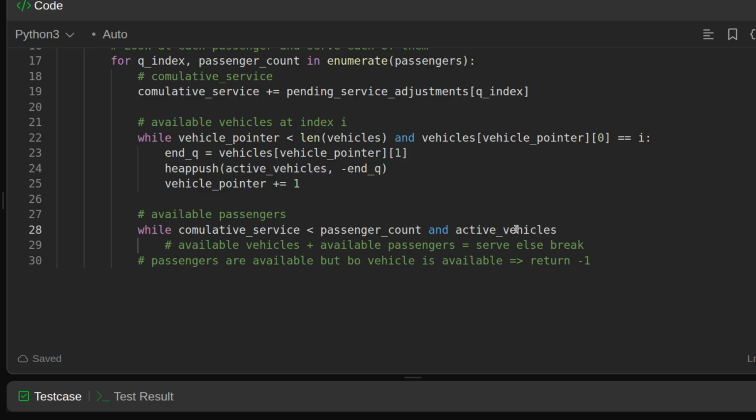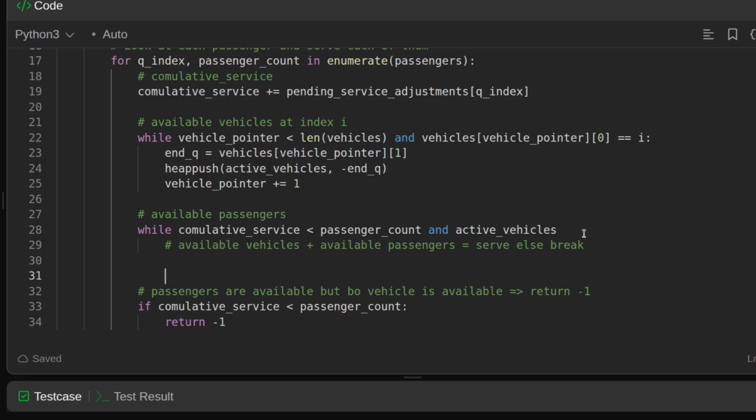right? And we have active vehicles. So suppose it was only this case, right? After this while, I say that I have only this case. If this, or vehicles, and vehicles will not be there, then I have to return -1. I don't have any option then, right? So this was the end case that I have just done.